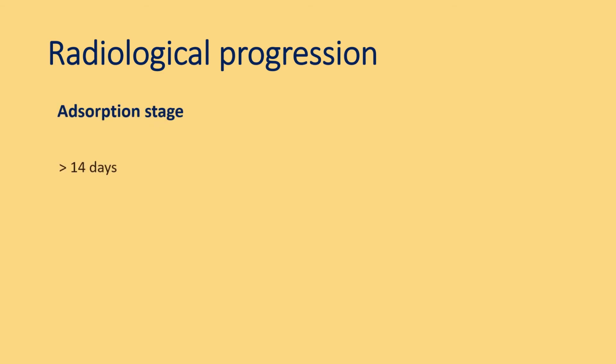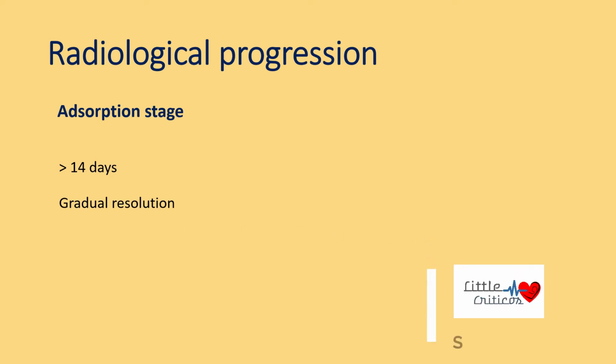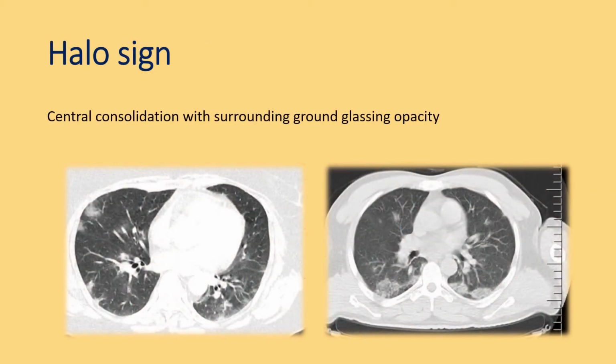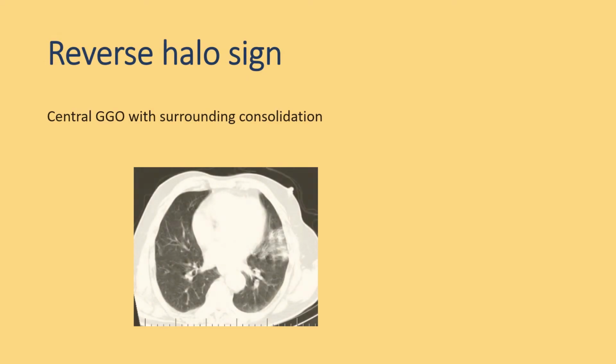During the absorption stage, there is gradual resolution of these findings. Radiological resolution takes longer than clinical resolution. Halo sign indicates central consolidation with surrounding ground glass opacity. Reverse halo sign or atoll sign indicates central ground glass with surrounding consolidation. These signs are typically seen in organizing pneumonia, however can sometimes be seen in COVID pneumonia as well.